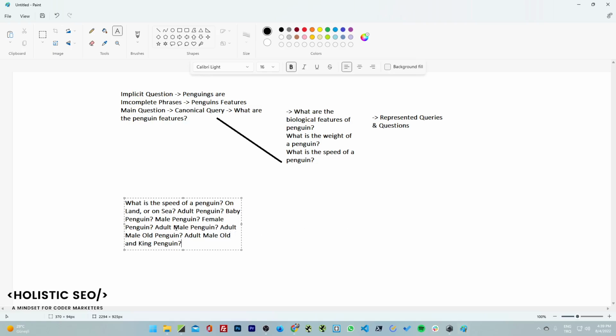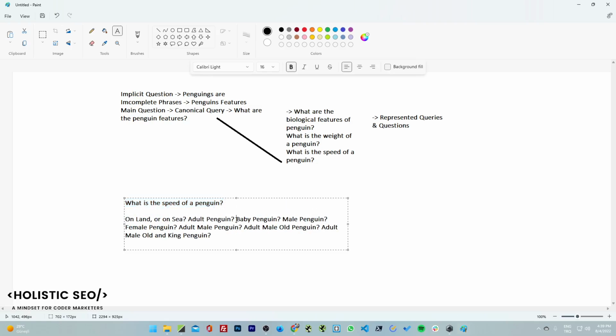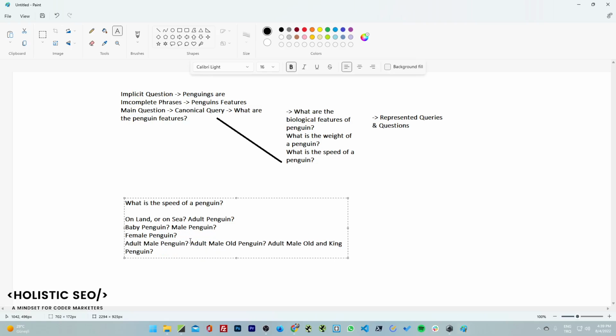And as you look here, the same question, a simple question like what is the speed of a penguin, actually has many different types of qualifiers. And whenever you have a qualifier, you are creating a new set. Female penguins is a new or different set than the adult male penguins, and it is a different set than this one.